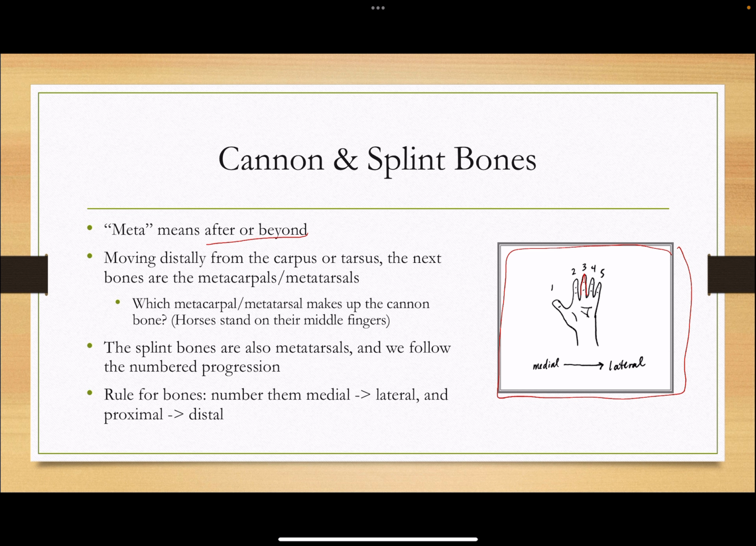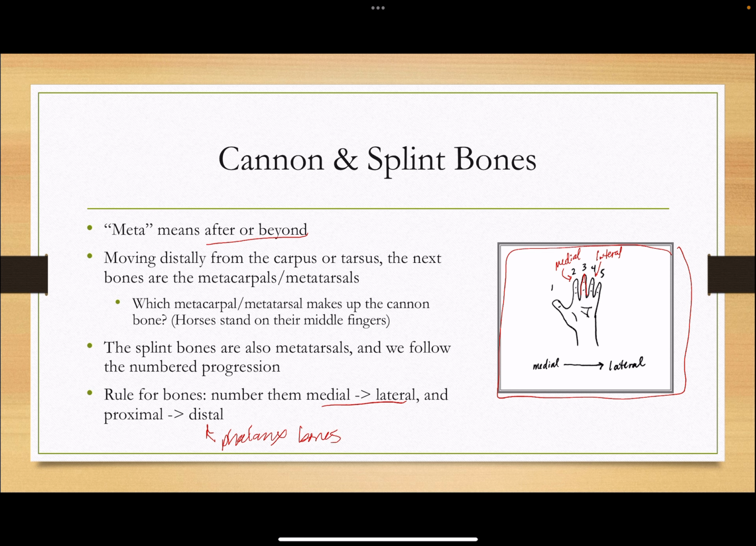But the splint bones are the same type of bone as the cannon bone, and they are directly next to the cannon bone, so the medial one is going to be like the index finger, so that it'll be the second. And the lateral one is going to be the ring finger, and that'll be the fourth. Cool. So just like the phalanges, we are increasing a number as we move away from the center, which for these is going to be from medial to lateral.